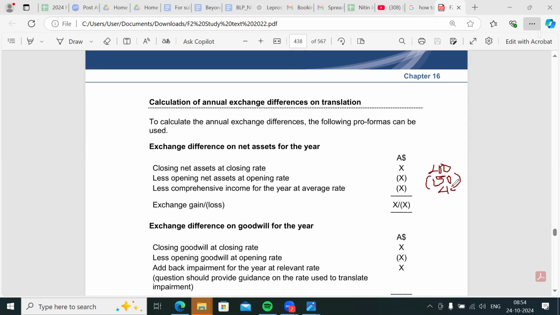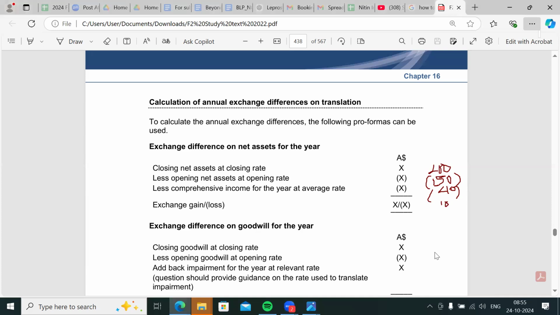So what happened here? If the opening was 150 and the profit was 40, correct? Opening net asset, W2, part 1. And closing should have been 190, but we are getting 200. So why did it become 200? The 10 would be the profit. So plus or minus, the figure will be without the bracket. If it's going to be a loss, it will be with the bracket.